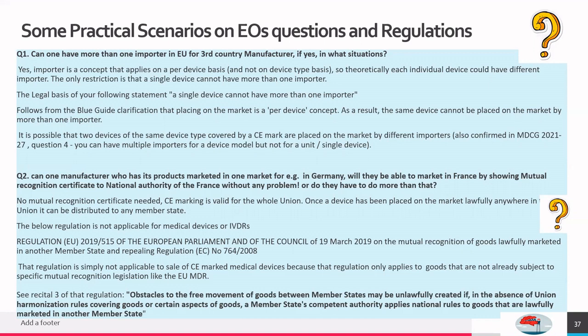So for both questions, can there be more than one importer for a manufacturer, or can one importer be enough for the manufacturer to market their product in the whole European Union? For this question also, yes. More than one importer can be there, and only one importer can also be there for the whole European Union. But for the second part of the question, if only one importer is there for the whole European Union, the management by the importer of so many devices is very complicated.